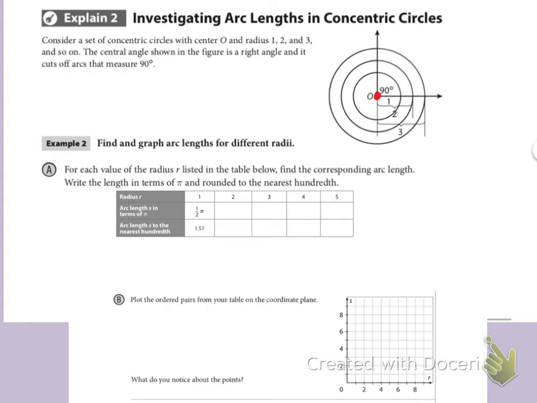And so on. The central angle shown in the figure is a right angle, and it cuts off arcs that measure 90 degrees. So in other words, every one of these arcs is the same measure in terms of arc measure, but certainly they would not be the same length, because clearly the ones out further would be much longer than the ones in closer to the center. So arc length, the size of the circle, matters. Arc measure, it doesn't, because we're talking about how many degrees we turn through.